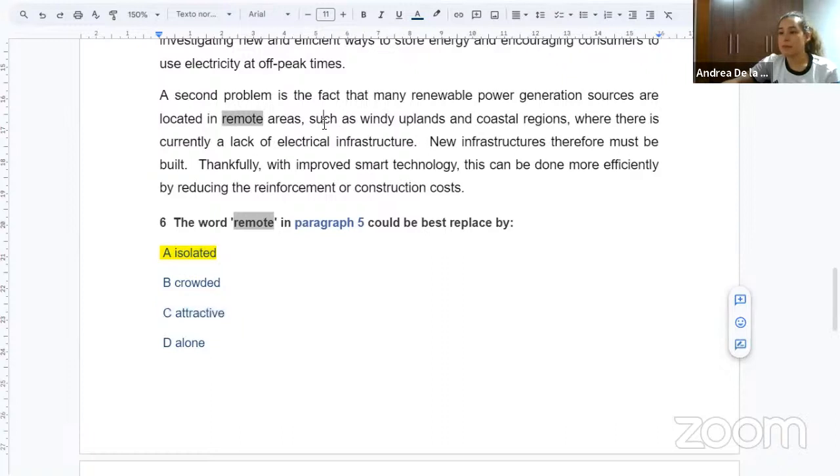And then they give us examples. They say some remote areas are windy uplands, coastal regions. So think about this. Are windy uplands and coastal regions crowded places? They are not, right? Are they attractive places? I think we already eliminated that option. And then they also say there's a lack of electrical infrastructure. Therefore, new infrastructures must be built. So in crowded places, there is electrical infrastructure, right? Because people live there. So it has to be isolated. A place with no electrical infrastructure, a windy upland, a coastal region is an isolated place. Exactly.